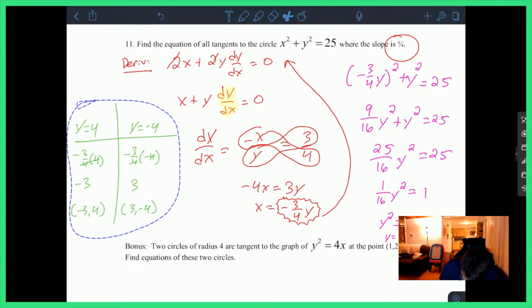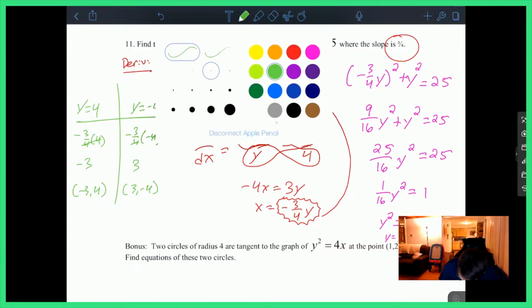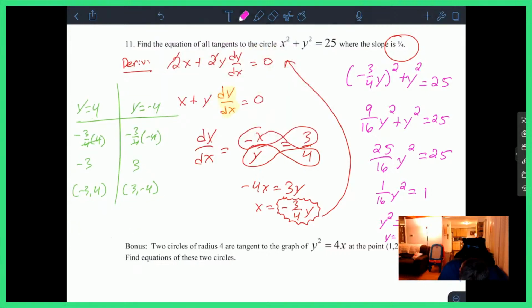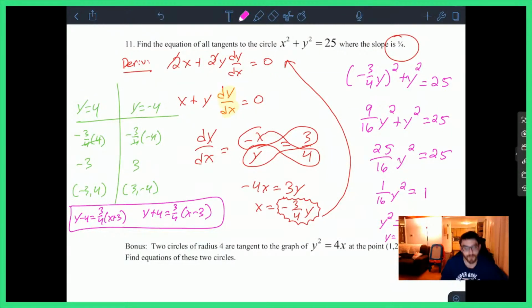There we go. We got it up there. All right. And I'll just squeeze them down there in the bottom here. So it's y minus 4 equals m x plus 3, and y minus 4 equals m x minus 3. Just make sure I got my signs right. Negative x, positive y, and then negative y, positive x. That looks good. So here are my equations of all my tangents, where the slope is equal to 3/4.